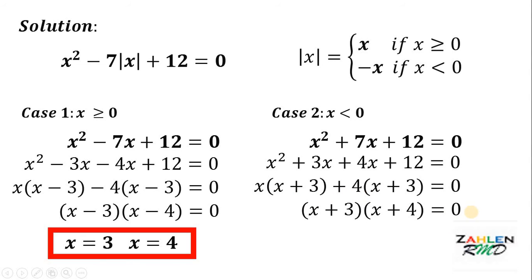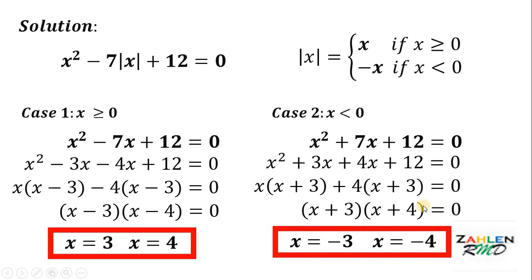Again, since the product is equal to 0, at least one of the factors must be equal to 0. That means x plus 3 equals 0 or x plus 4 equals 0. Therefore, we get x equals negative 3 or x equals negative 4. In this case, we set that x is less than 0, and negative 3 and negative 4 are definitely less than 0. Therefore, we get another two real solutions to this equation.